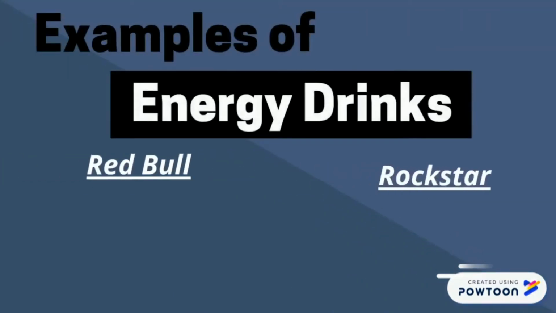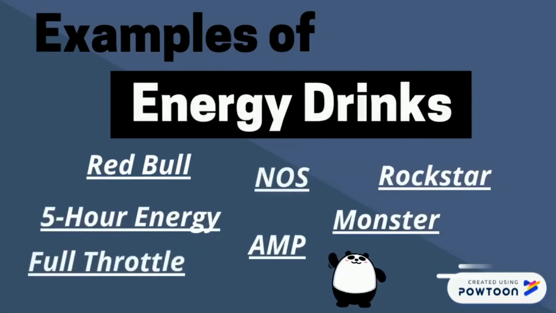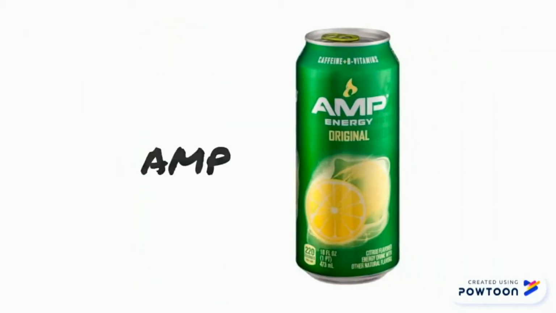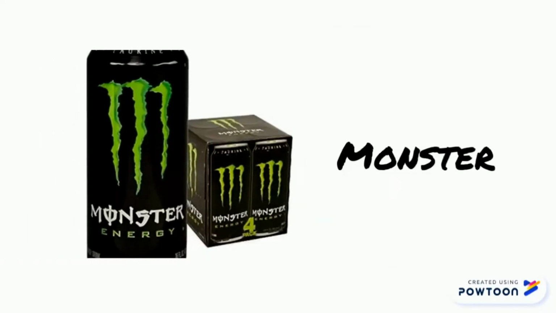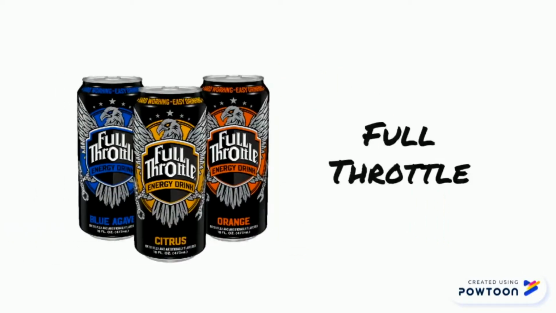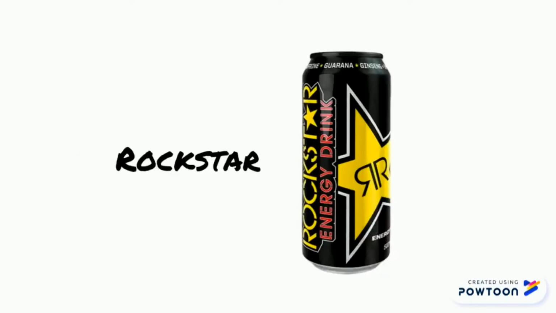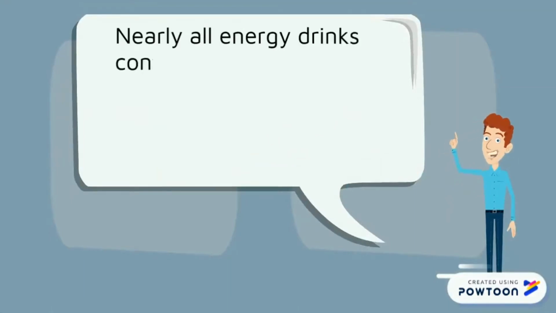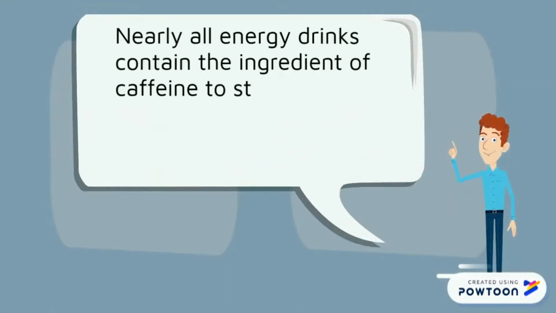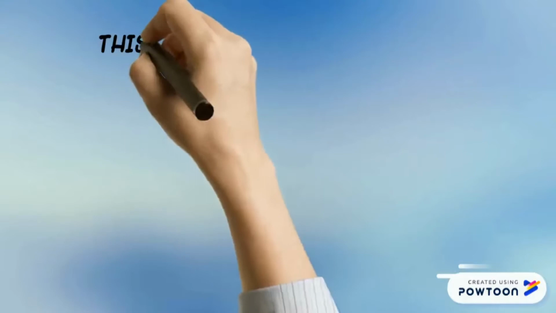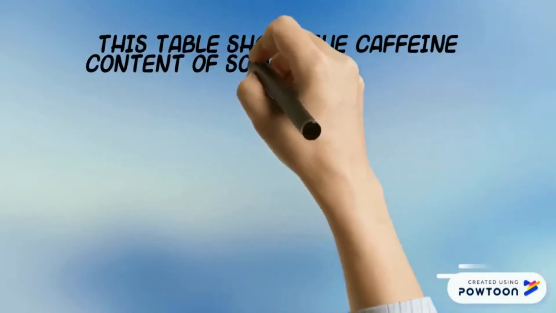Here are some examples of energy drinks. Almost all energy drinks contain the ingredient of caffeine to stimulate brain function, increase alertness, and also concentration. This table shows the caffeine content of some popular energy drinks.